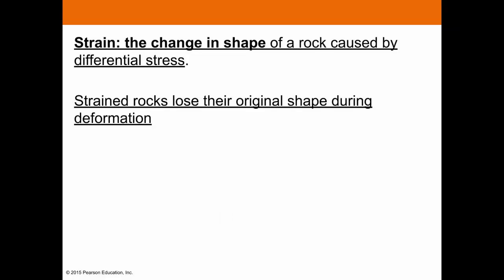When force happens on a rock, we term that process strain, or the change in shape of the rock caused by some sort of force or stress. A strained rock loses the original shape during deformation. And sometimes science uses weird nonsense words to describe what happens. In this case, the structural geologists use very simple words. You apply a force, you apply a stress to a rock, it strains it, it bends it, it breaks it. Or doesn't break it. We'll get into that.